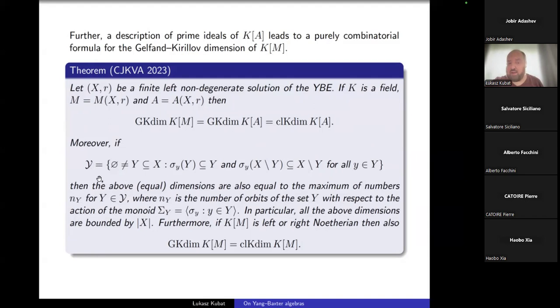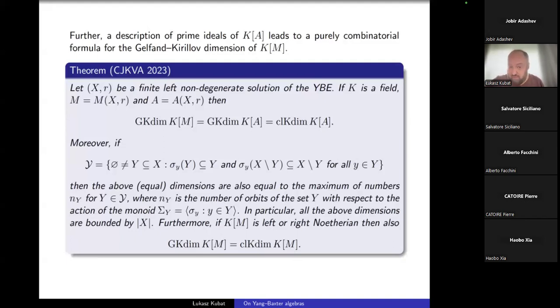Having such a set Y, if you choose an element of this curly Y, then you have a monoid sigma Y, and this monoid naturally acts on the set Y. And if you count the number of orbits of this action, you get a particular number. But if you consider the maximum of such numbers when Y runs through the curly Y, then this is exactly the dimension of the Yang-Baxter algebra related to our solution. For example, the dimension is always bounded by the size of the set X.